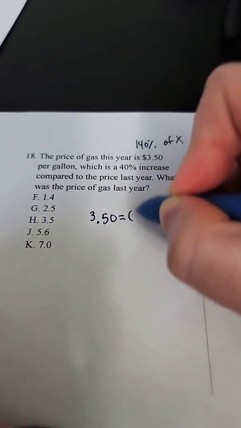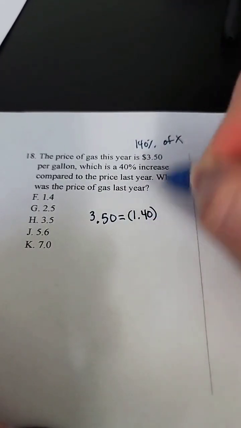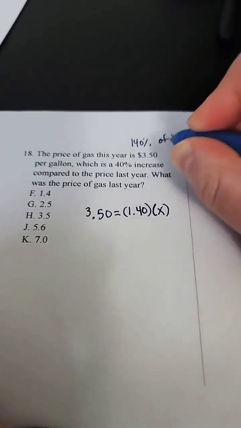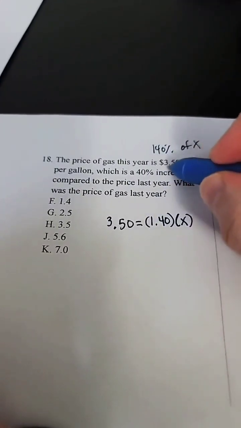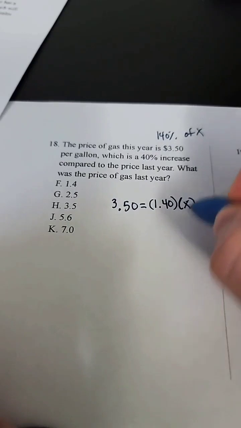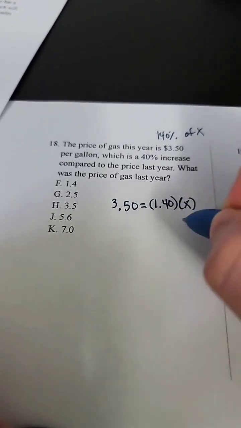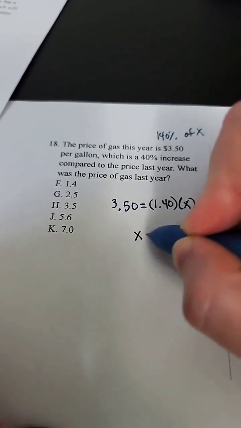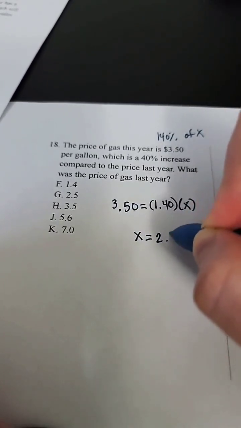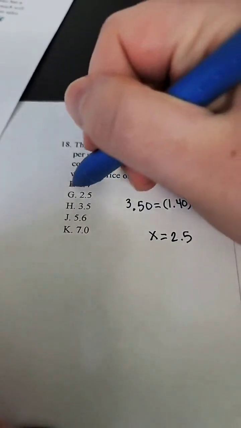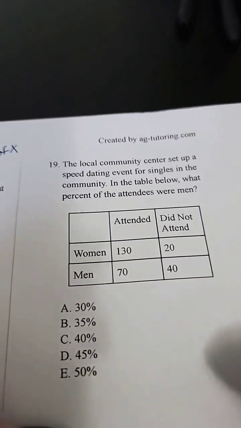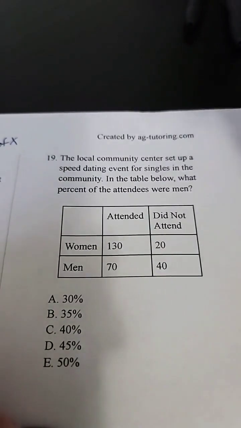That as a decimal would be 1.4, or 1.40 if you want to keep the 0, times the price last year, which we'll call X, gives us the $3.50 that it is this year. So now we're solving for X, the price last year. All we have to do is divide each side by 1.4 to get X by itself. When we divide each side by 1.4, we're going to get 2.5, which is G. Good job for everyone that said G.